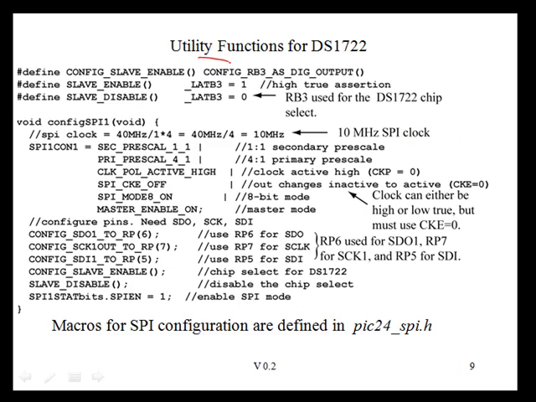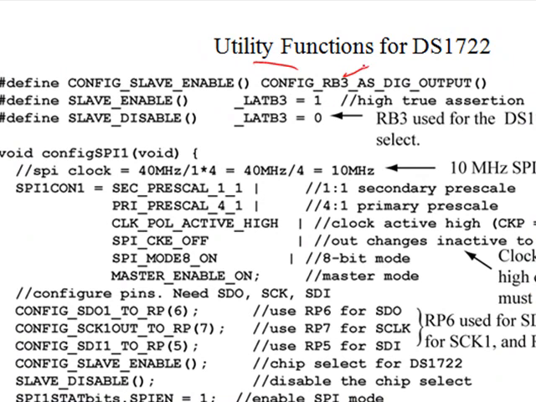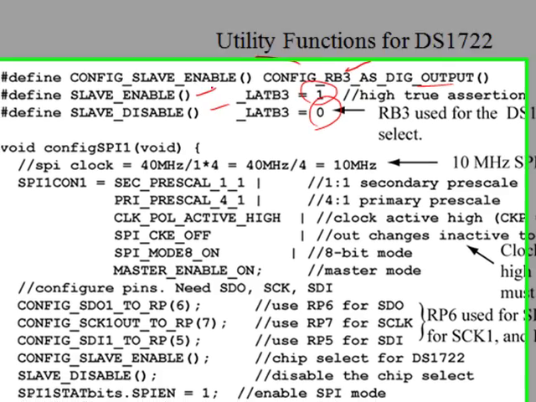This shows the configuration functions for our SPI example. Here we're going to configure RB3 as our chip enable for the device, so we configure it as a digital output. If it's asserted as a 1, we'll call that slave enable. If it's asserted to be a 0, we'll call that slave disable.